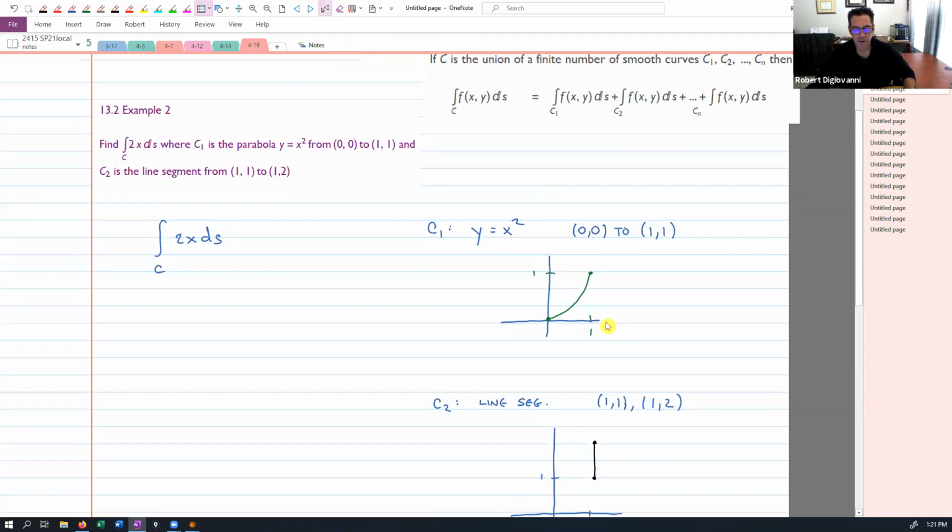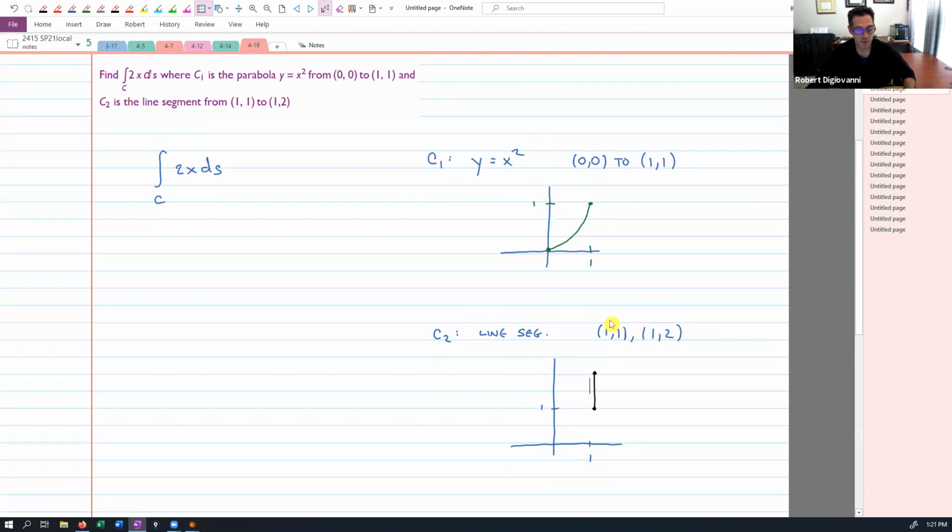So we basically have to do two different problems, okay? We have to say that this line integral we're looking for should be the line integral over C1 of 2x ds plus the line integral over C2 of 2x ds. See, I've just broken it up. C has now broken up into two pieces, C1 and C2. Let's start with the first integral. We'll call this integral A, okay?